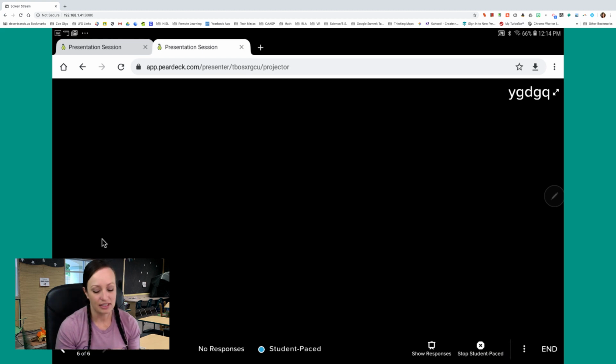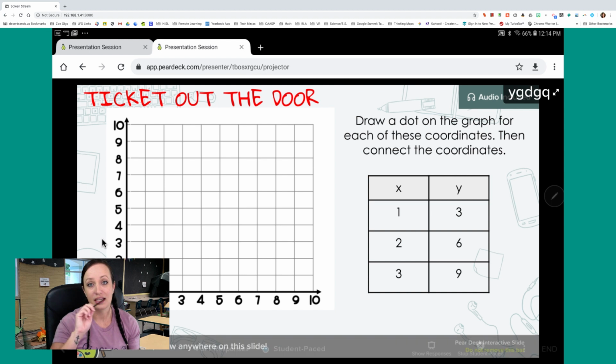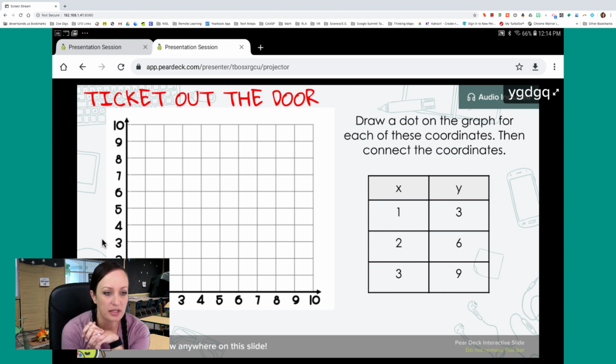And finally, ticket out the door with just a few points. Make sure that your ticket out the door is connected, that you connect those dots. Okay? That's it. That's all you're doing for math today, because I feel like we're getting this. Next week, too, I think you'll enjoy the Pear Decks that we do, because next week's Pear Decks will have more creativity from you guys, making graphs and things. So I'm excited about that.